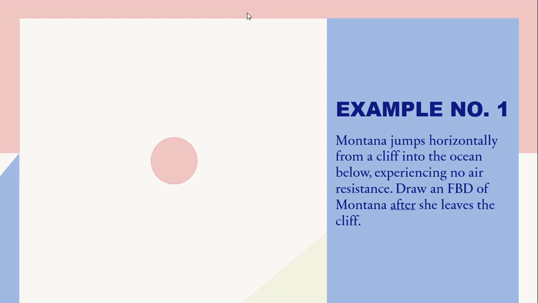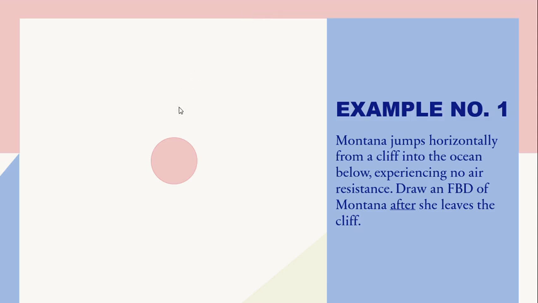Example number 1. Montana jumps horizontally from a cliff into the ocean below, experiencing no air resistance. Draw an FBD of Montana after she leaves the cliff. Montana starts with some initial horizontal velocity and has no initial vertical velocity, but since she is traveling downwards, she will gain vertical velocity. You can probably recognize that this makes her a projectile.